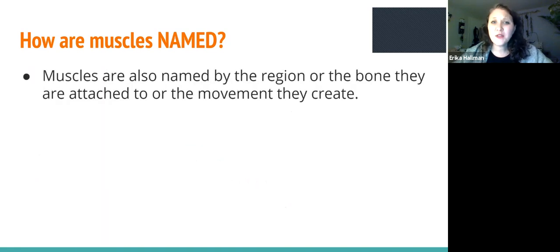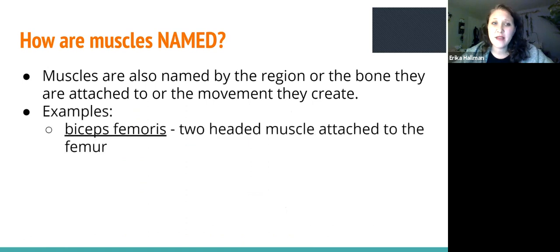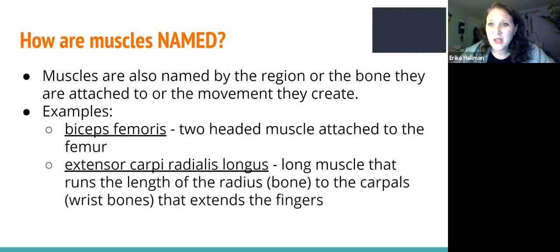They can also be named, or at least give you a clue on what attachment site they have for moving the bone. So they can be named after the region that they're attached. For example, biceps femoris. Biceps is referring to a two-headed muscle, but it's a connecting muscle to the femur bone, which gives you a clue about why that's named that way.